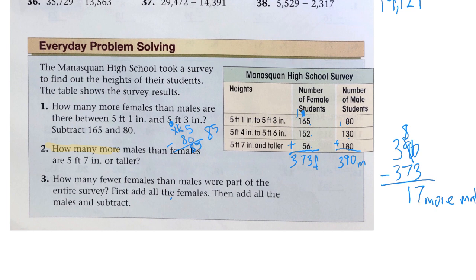Well, the question wanted how many fewer females. So there were 17 fewer females.